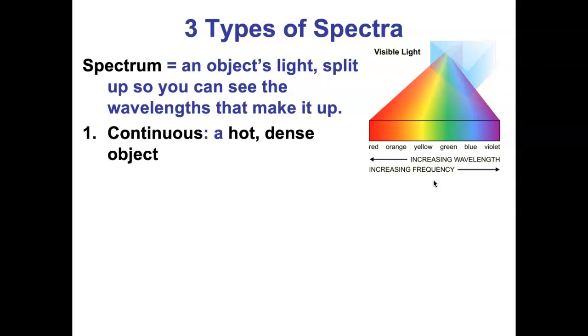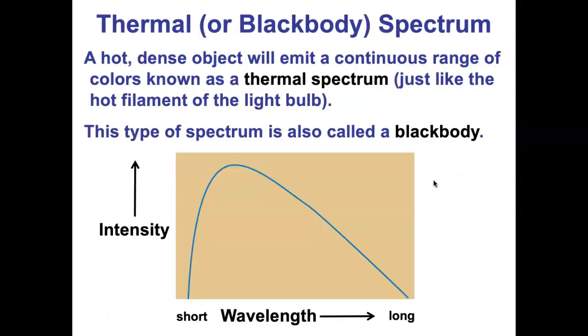A continuous spectrum is what you get emitted by a hot, dense object. When you have a hot, dense object, that object is tightly packed in, right? The atoms are tightly packed in, and because the object is hot, all of those atoms in that dense object are moving around fast and colliding with each other.